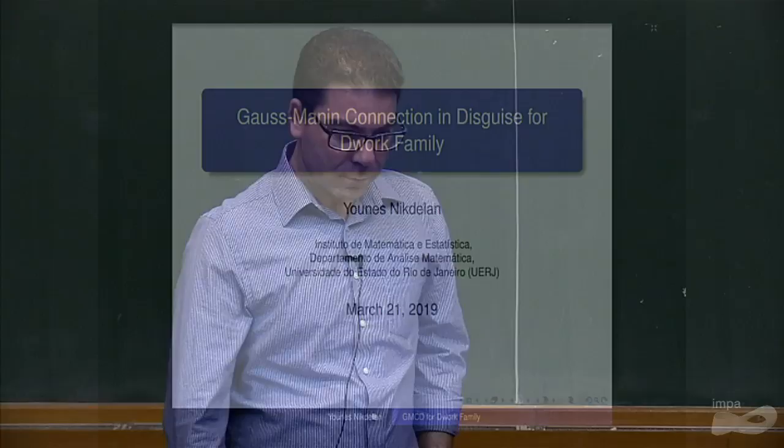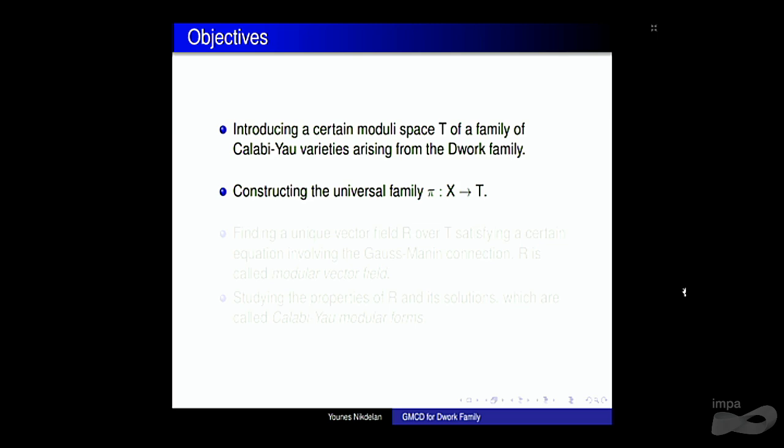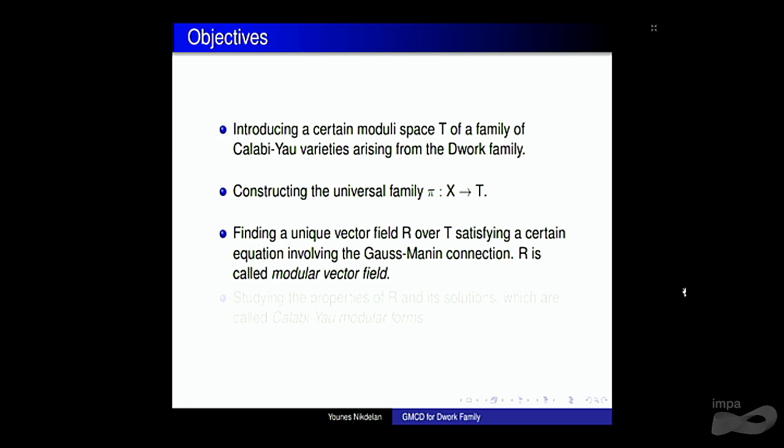Okay, so let's see what we are going to see today. First, I will introduce a moduli space. We call it the enhanced moduli space, and it arises from the Dwork family. Then we'll construct the universal family of this moduli space. And the important thing will be the existence of a unique vector field on this moduli space.